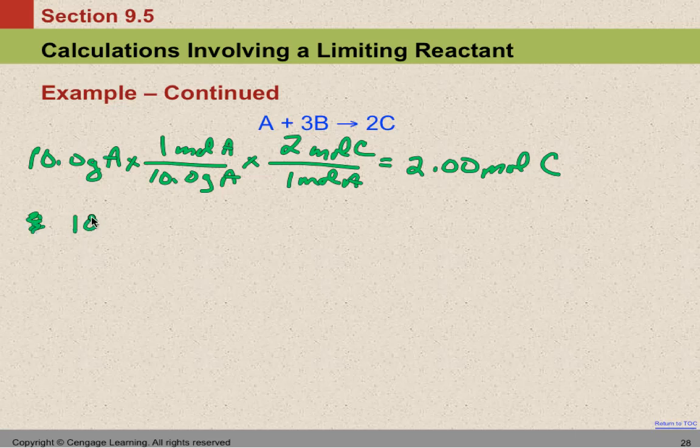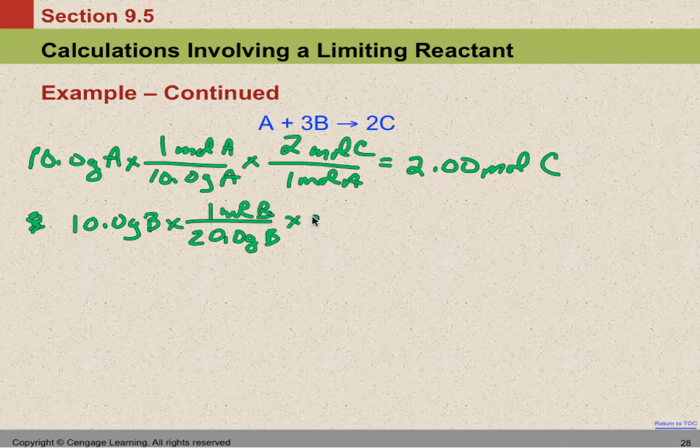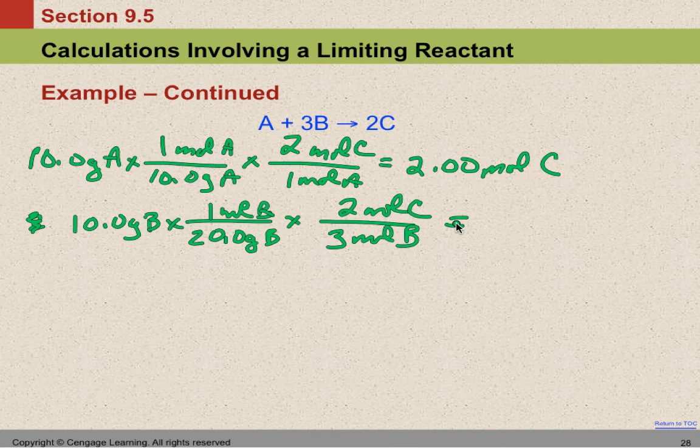I was also starting off with 10 grams of B. B had a molar mass of 20 grams of B in 1 mole of B, times for every 3 moles of B, I have 2 moles of C. This one, I better get my calculator out because it's actually kind of early in the morning and I might make a mistake. So 10 divided by 20 times 2 divided by 3 gives me 0.333 moles of C.